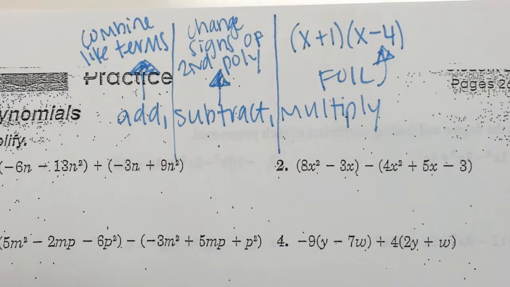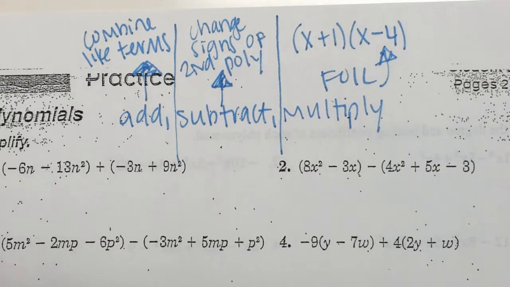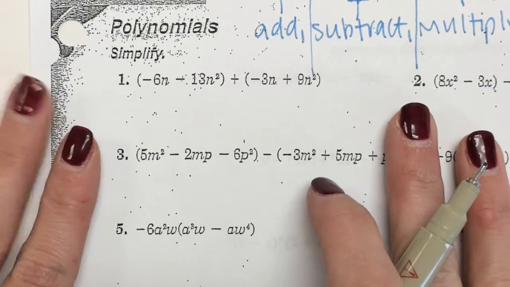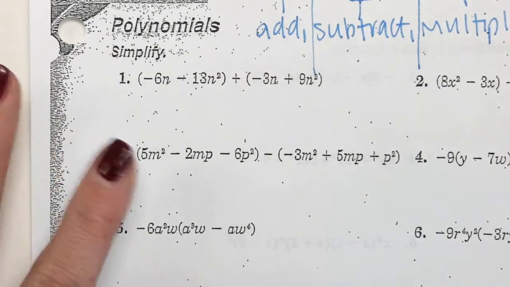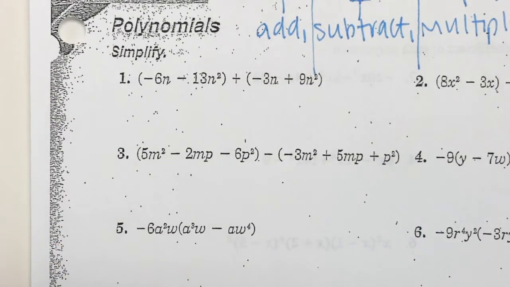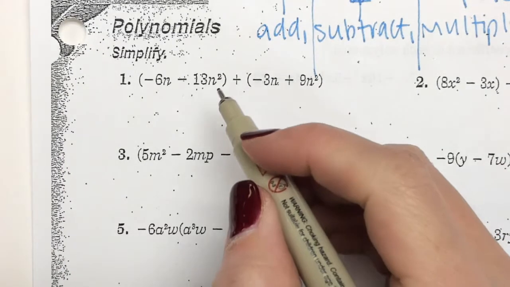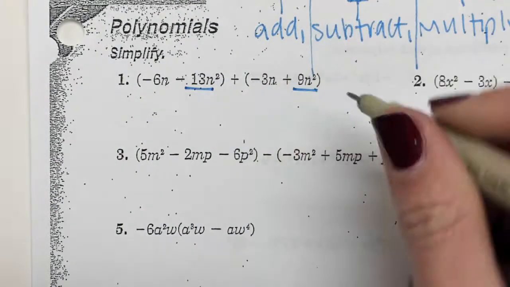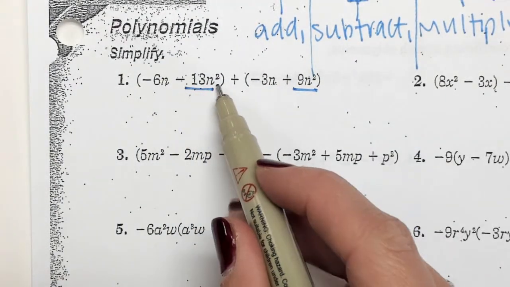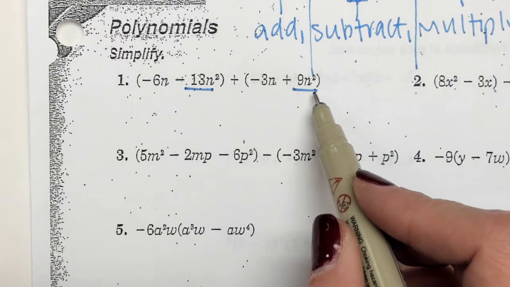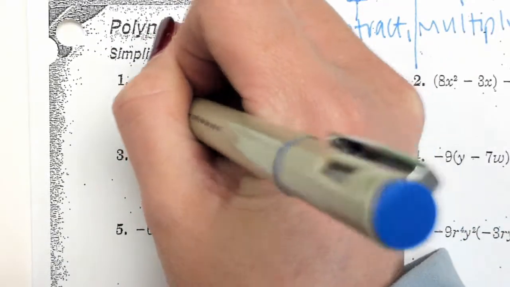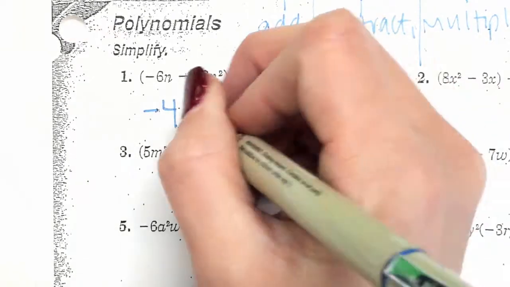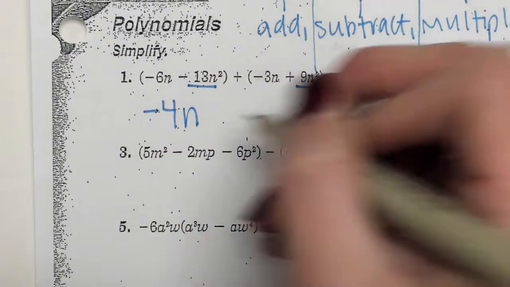We're going to do a few together, a few on your own. So the first one, number 1, we're adding, which means we're combining like terms. Another thing, you have to write them in order. When I mean in order, the ones that go first are the ones with the highest exponent. So these two are like terms because they have the same letter, same exponent. So what's negative 13 plus 9? Negative 4. Good. And the only thing we change are the coefficients. We leave the variable, which is what? And we leave the exponent.